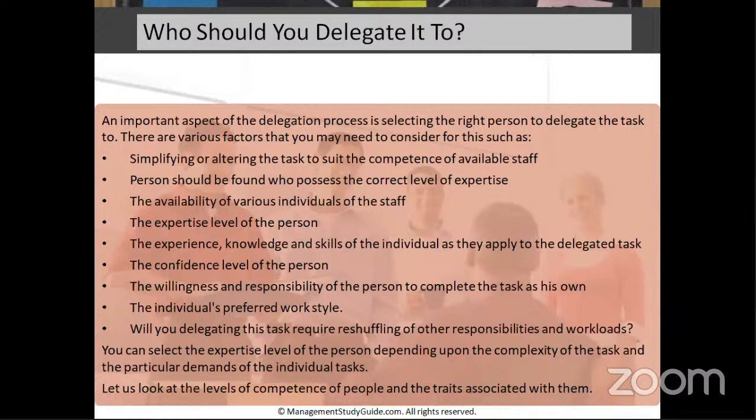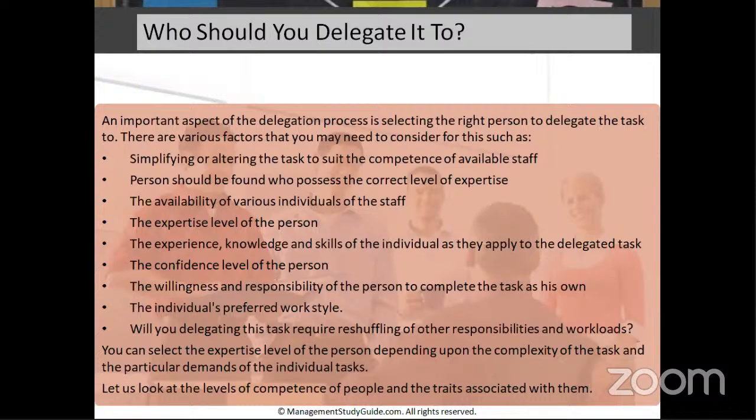Who should you delegate it to? An important aspect of the delegation process is selecting the right person to delegate the tasks to. There are various factors that you need to consider for this, such as simplifying or altering the task to suit the competence of available staff. A person should be found who possesses the correct level of expertise: the availability of various individuals of the staff, the expertise level of the person, the experience, knowledge, and skills of the individuals as they apply to the delegated task, the confidence level of the person, the willingness and responsibility of the person to complete the task as his own, the individual's preferred work style.